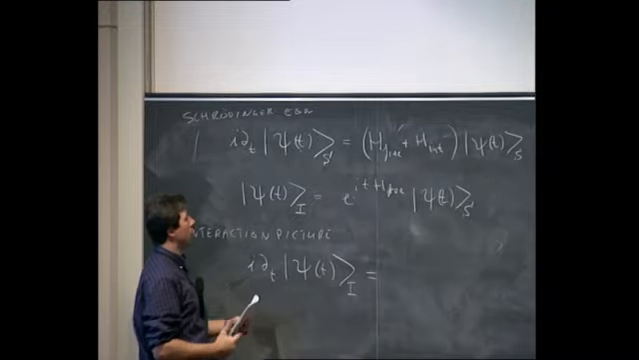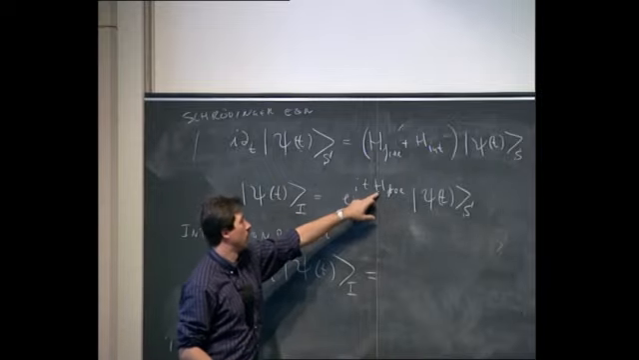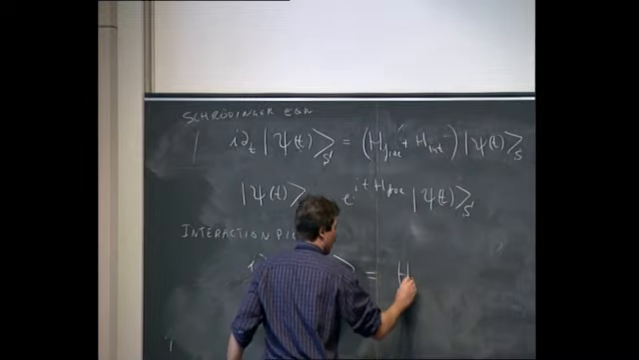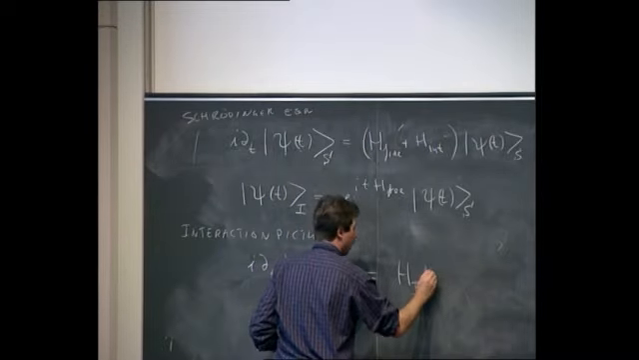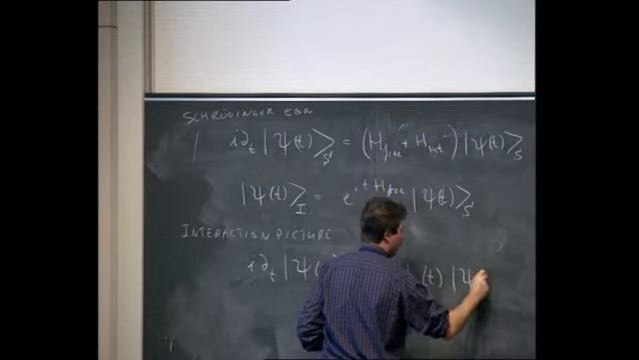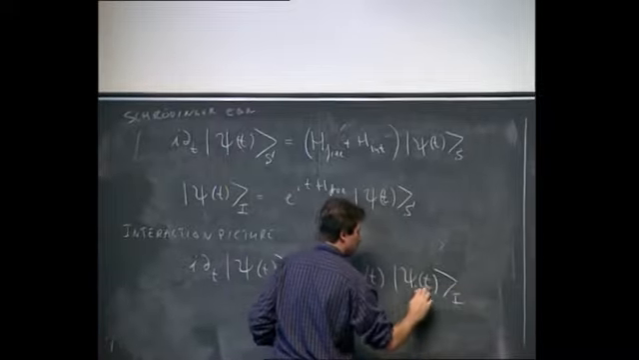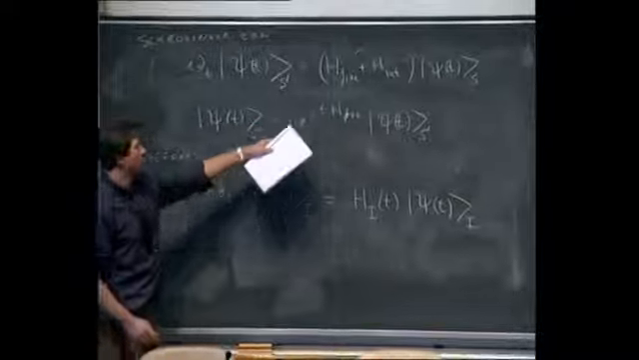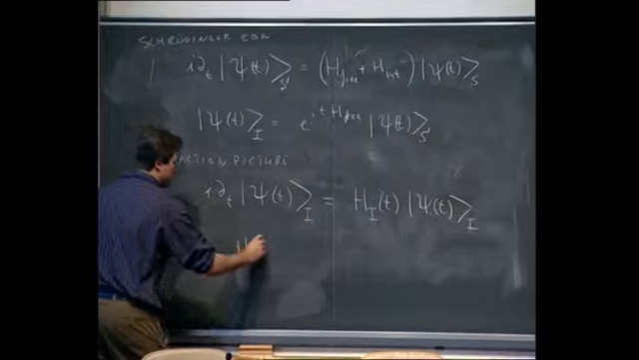So the free Hamiltonian is no longer needed because we already took into account the evolution of the free Hamiltonian, and you find only something that involves the interaction Hamiltonian. And I'll abbreviate it as H sub I of t. So I have a Schrödinger equation which only involves the interaction Hamiltonian.